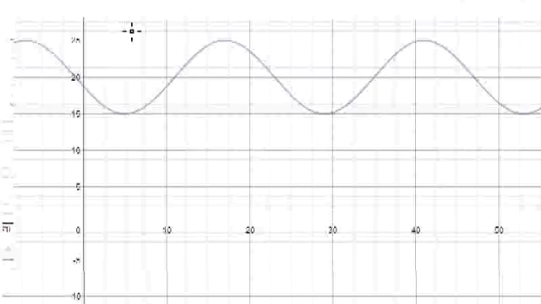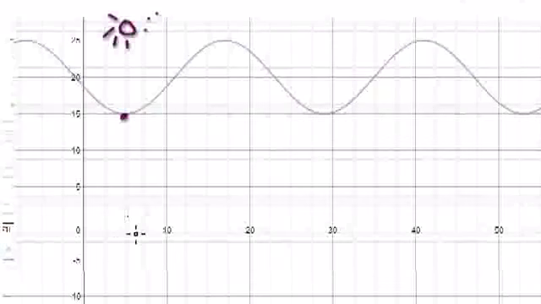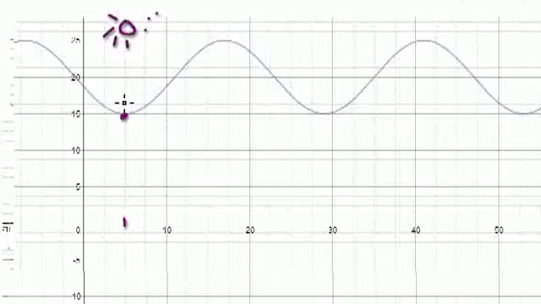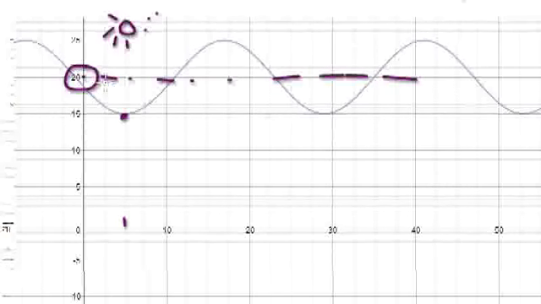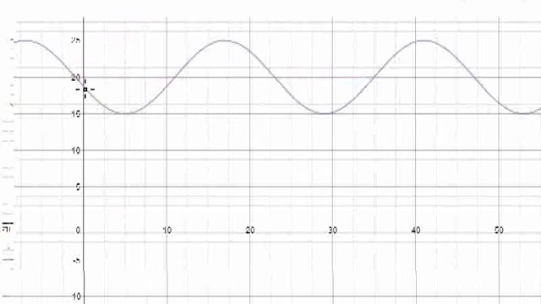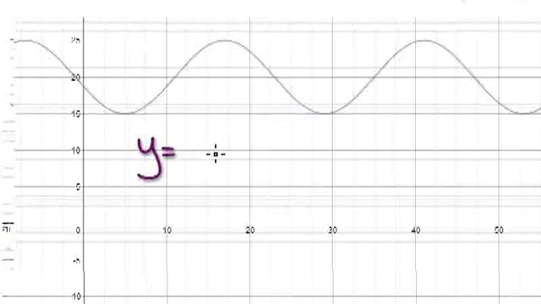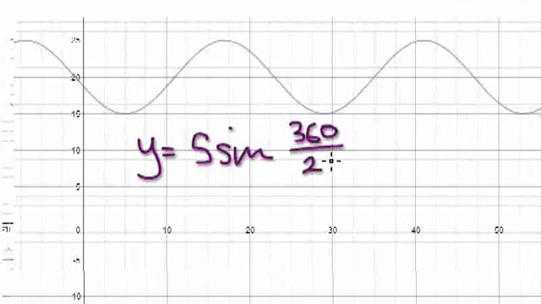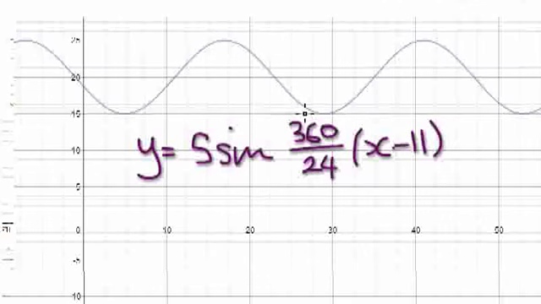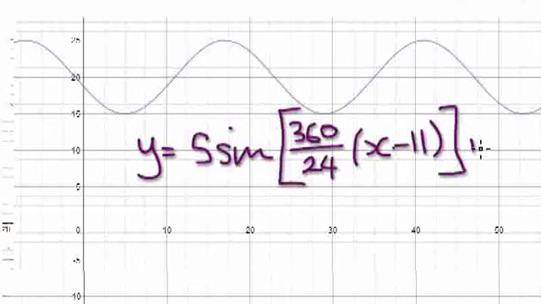You see, this is when the sun starts to rise here, 5 in the morning. So now it's been shifted across by 5. And then it's hovering at the 20 mark. So this here is a 20. So this is our final equation. Our final equation is y equals 5 sine 360 over 24, and then we've got our x minus 11, and then all this, and then add 20.